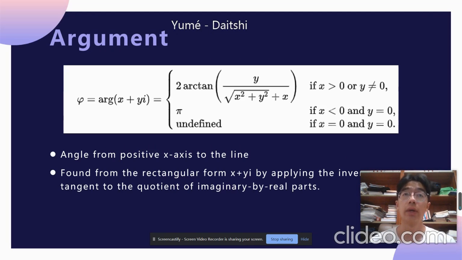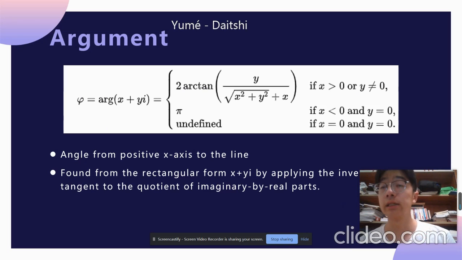Then we have to understand what the argument is. The argument is the angle from the positive axis to the line. And phi is equal to the argument of x plus yi if x is greater than 0 or y is not equal to 0. It is equal to 2 arctangent of y over the square root of x power 2 plus y power 2 plus x.